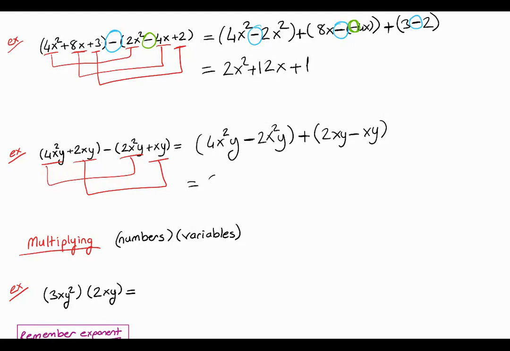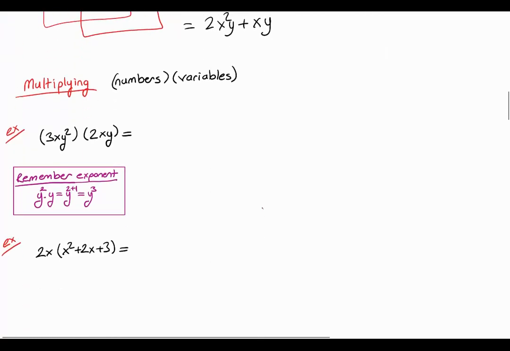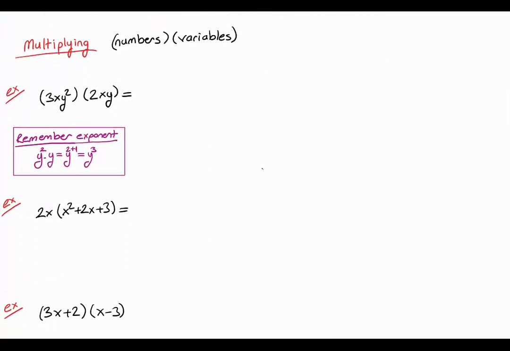So I will get 2x squared y plus xy. Yes. So let's see how we multiply polynomials. This time I will multiply numbers with each other and variables with each other. Here I have one term and two terms, so I will multiply numbers with each other.